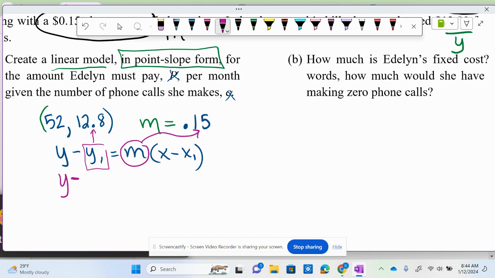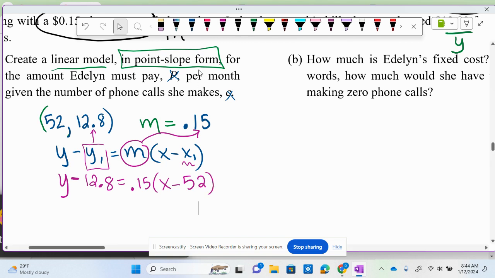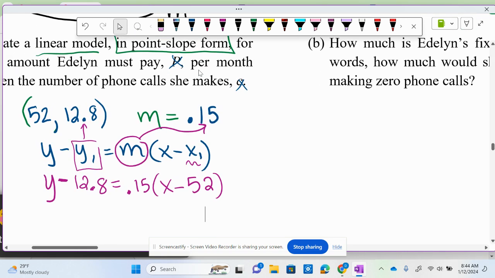Okay. So Y minus the Y coordinate, equals the slope, which is what again? Okay. Times X minus, what's the X coordinate of the ordered pair? Sure, you do know how to do that. There you go. It's perfect. That's absolutely perfect. Bailey, you with me? Okay.